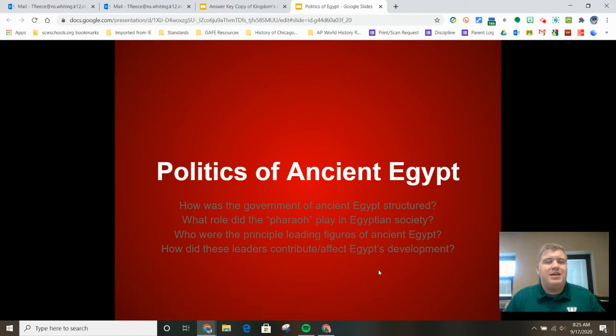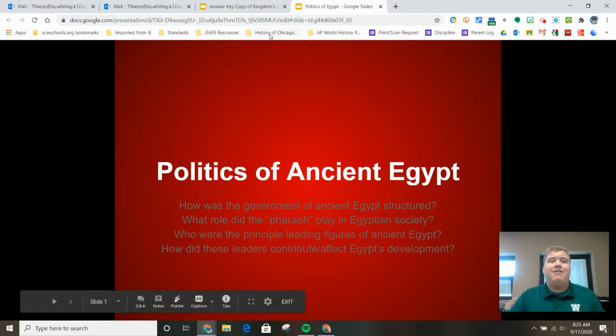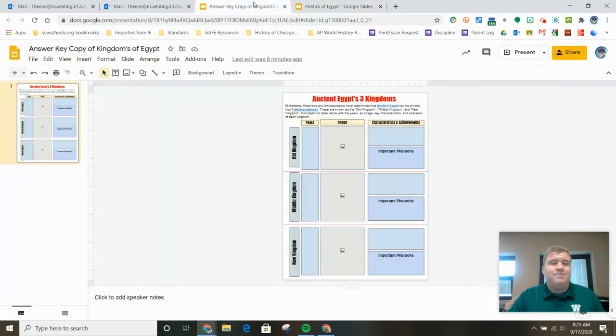Today we're going to be talking about the three different kingdoms of ancient Egypt. We're going to be using a graphic organizer to go through them and make sure that we all know what we're talking about when it comes to those three kingdoms. You have an actual graphic organizer for this whole thing.